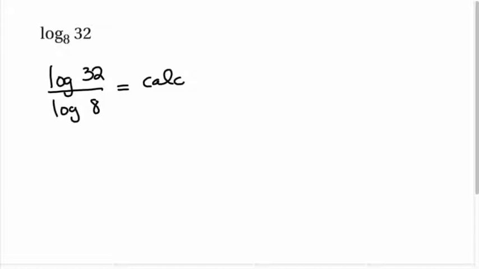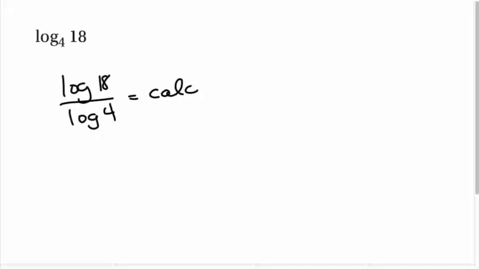Log base 8 of 32. So log of 32 divided by log of 8. And then I'm going to put that in my calculator and give 3 decimal places. So log of 18 over log of 4. And I'm going to put that in my calculator and give 3 decimal places.